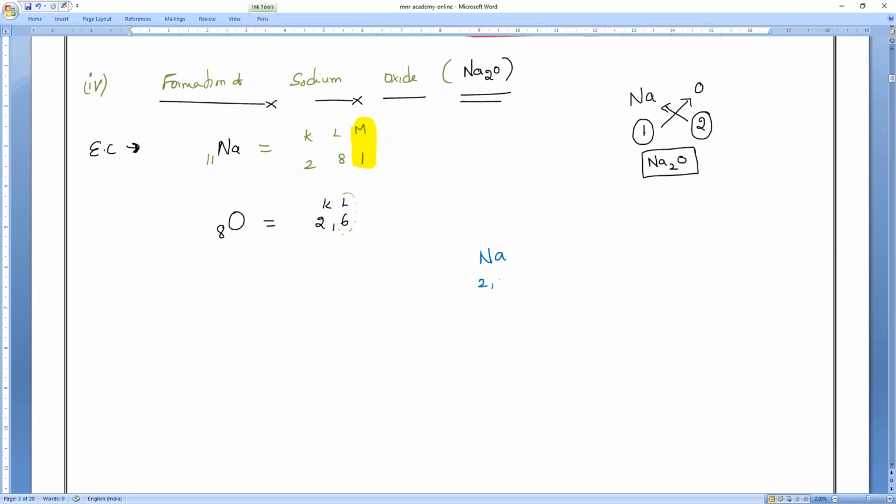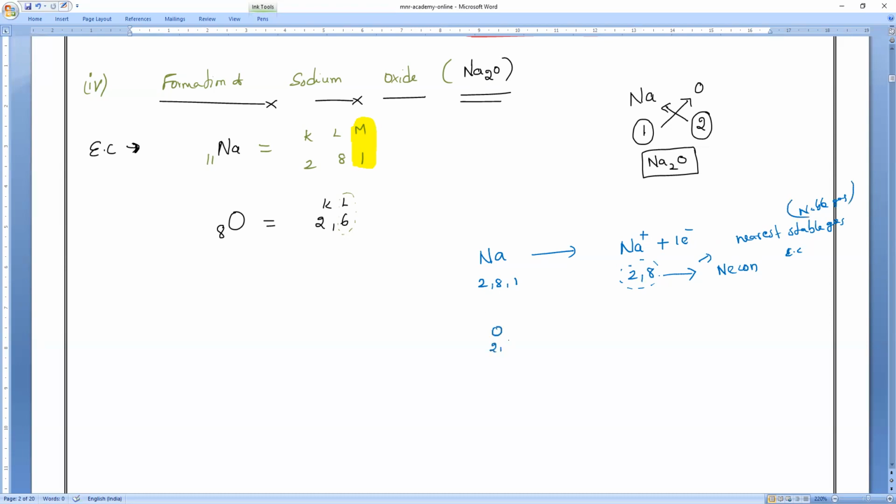So sodium 2, 8, 1, by loss of 1 electron, turns into 2, 8. The nearest electronic configuration is that of neon, sir. Please remember: nearest stable electronic configuration, or nearest stable gas, or noble gas electronic configuration.